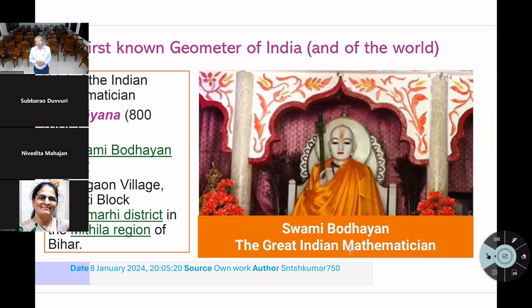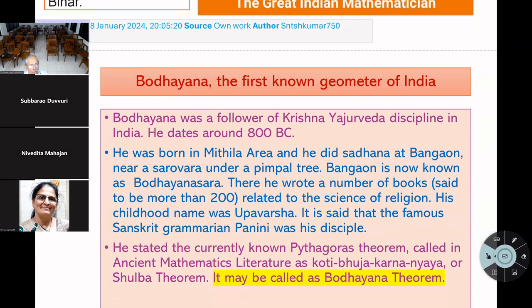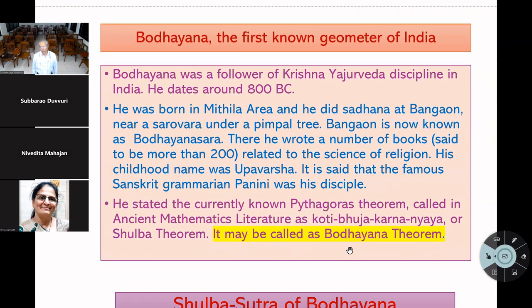Because he was from the Mithila region of Bihar, his temple is in that area, and it is a unique thing that a mathematician's temple is there and he is worshipped there. Because of the knowledge he has given, especially in geometry, he is very much honored. And it is said that he actually wrote 200 books. We don't know whether he really wrote 200 books or not, but that's the feeling in that part.